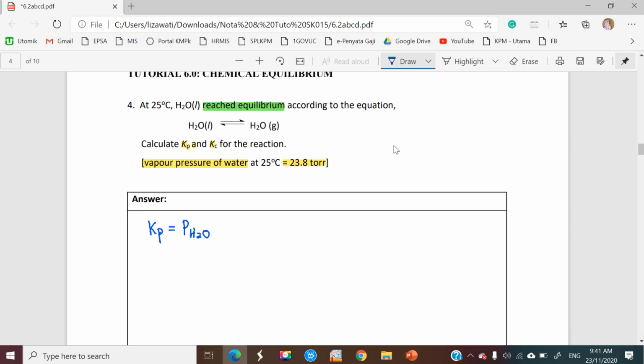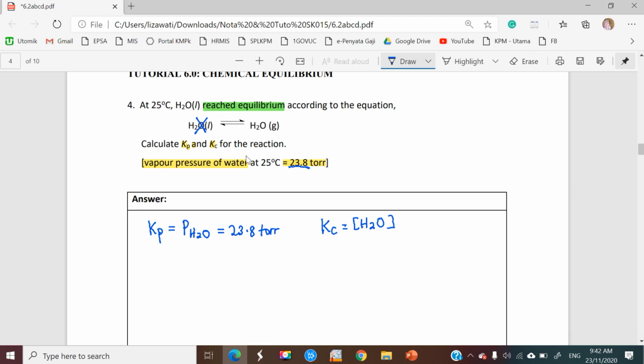As for the Kc, liquid is not considered in Kp and Kc. The information here, 23.8 torr, refers to the vapor pressure of water, which means the partial pressure of H2O at equilibrium. So the value of Kp here is 23.8 torr. In the question, the concentration at equilibrium for H2O gas is not given to you.